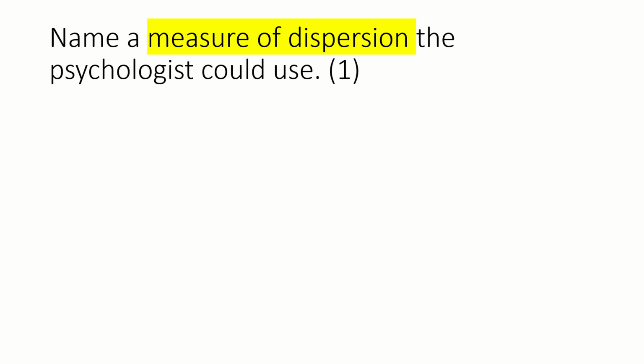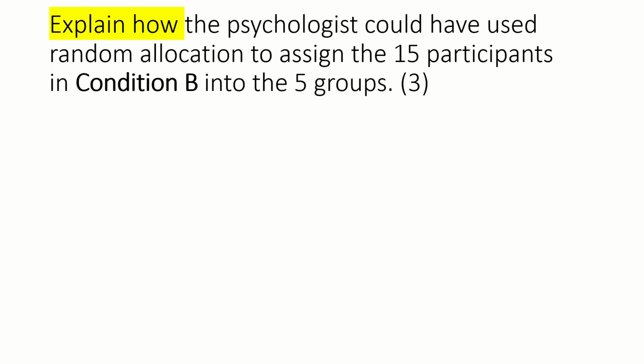Name a measure of dispersion the psychologist could use. The key phrase here, measure of dispersion. So you could either name range or standard deviation. If you've mentioned mean, median or mode, then you are mentioning the measures of central tendency and you do not get any marks. Please can you note down, if you have done that, can you circle them? Measures of central tendency: mean, median and mode. Measures of dispersion: range, standard deviation.